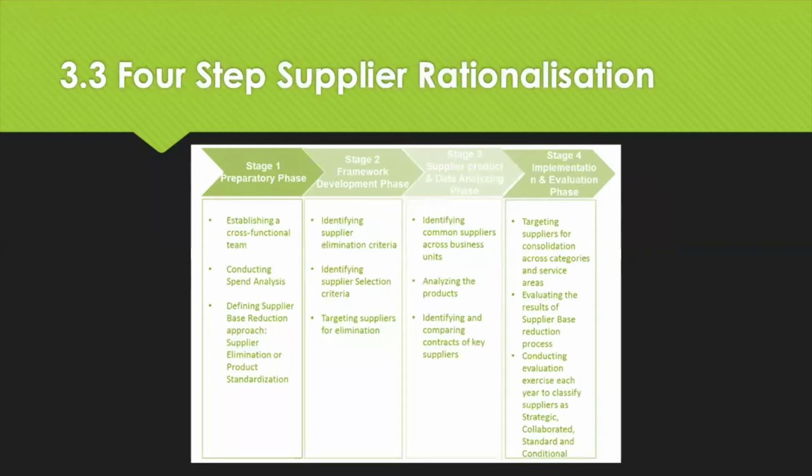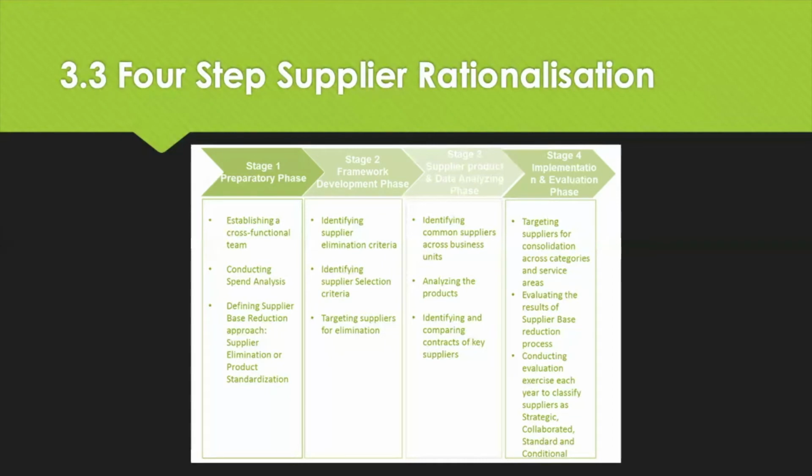There are 4 steps to supplier rationalisation. Step 1 is the prep stage, establishing cross-functional teams for consistency in your purchasing, sourcing and procurement activities, which does include spend analysis. The scope of the supply-based reduction is then defined based on this analysis. And there are 2 methods: supplier elimination, reducing the number of suppliers based on their performance and capabilities, or product standardization, replacing several products with a single product with similar functions.